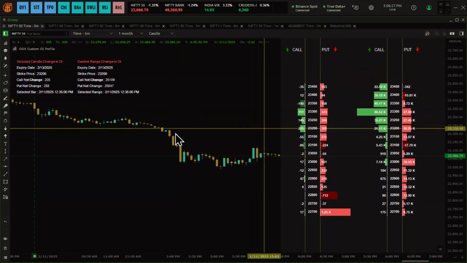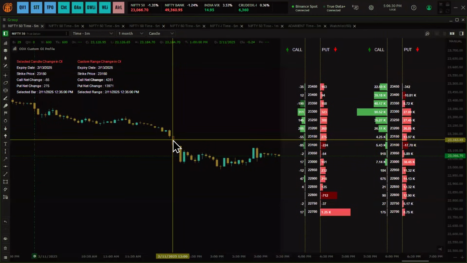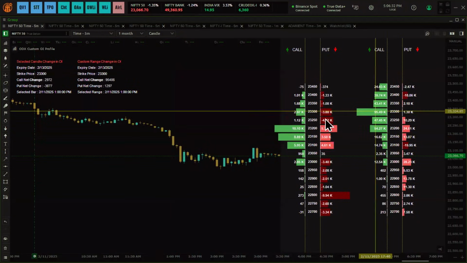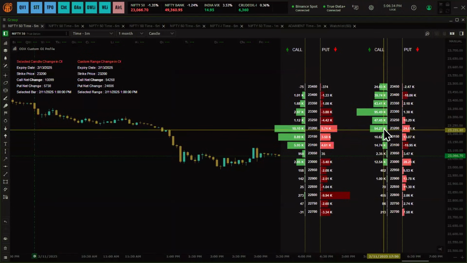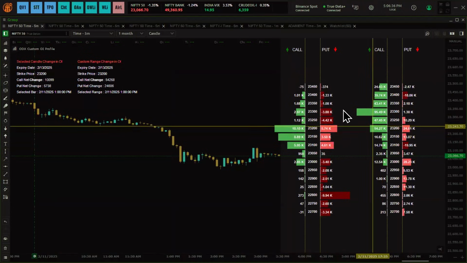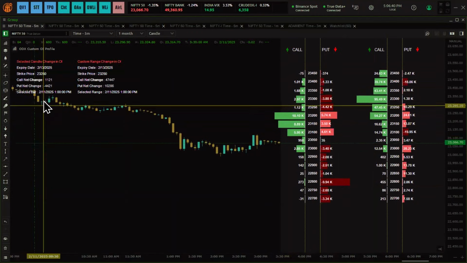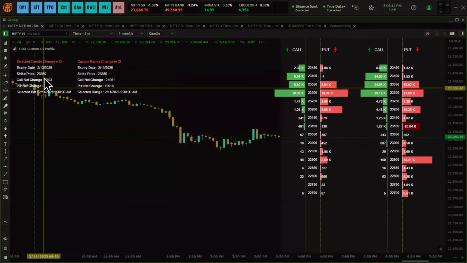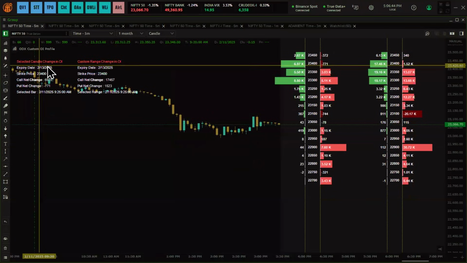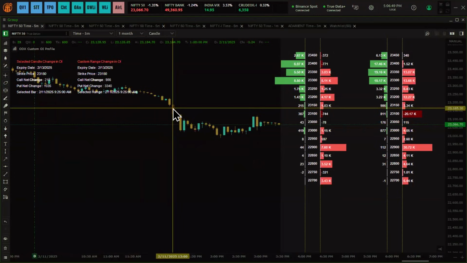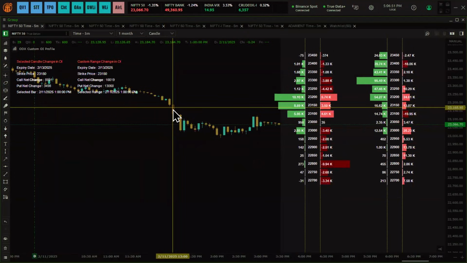When I click on any particular candle, there are two profiles, and you can see the data change in both. But what is it showing? The first one is the selected candle. How do I know? You can read the name of the first profile: selected candle change in OI. When I say selected candle, that means when I click on any particular candle, it shows me the open interest data for that particular time.